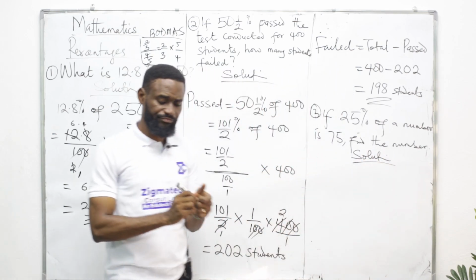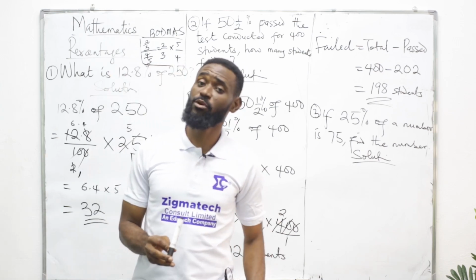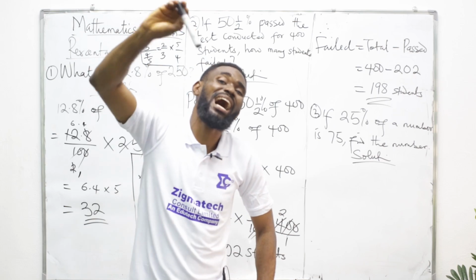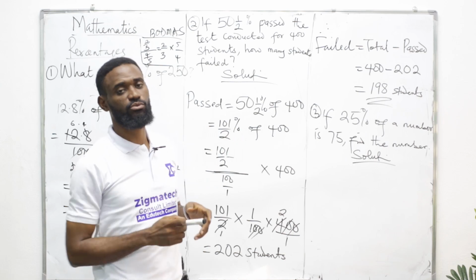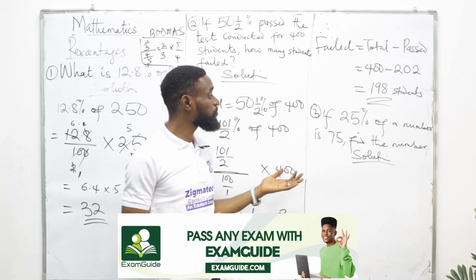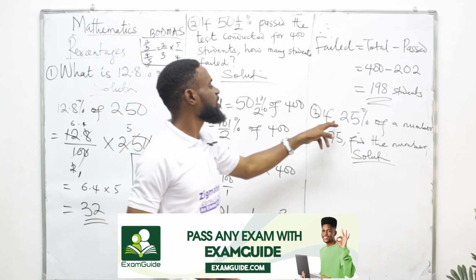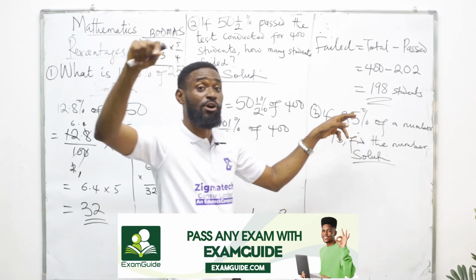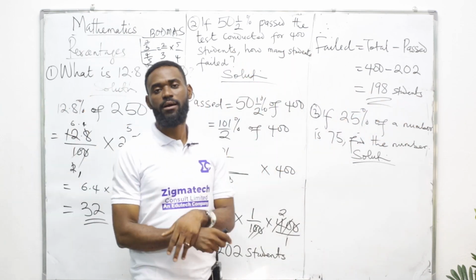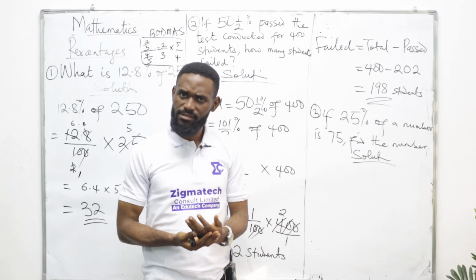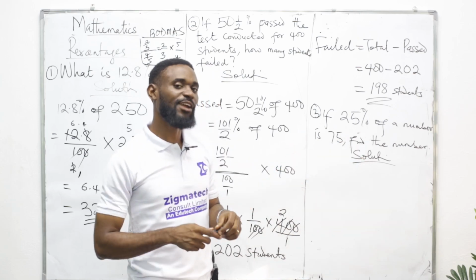In mathematics, for you to know how to solve a particular problem, pay attention to what you are asked to do. Especially in word problems like this. Here, you are asked to find a certain number which you don't know. They said, if 25% of a number is 75, what is the number? We don't know the number, so we have to find it. So you answer this question blindly.